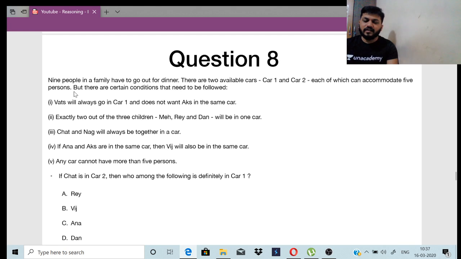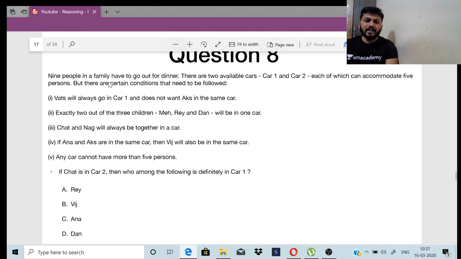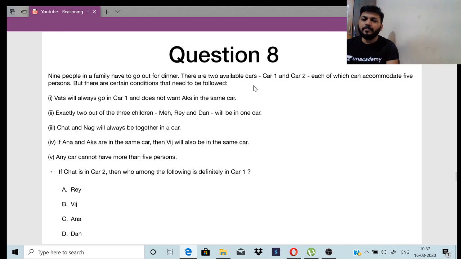Now, question 8, last 2 questions. Okay, 9 people in a family have to go out for dinner. There are 2 available cars, car 1 and car 2, each of which can accommodate 5 persons. But there are certain conditions that need to be followed. Vats will always go in car 1 and does not want Aks in the same car. Exactly 2 out of 3 children, May, Ray and Dan, will be in one car. Chat and Nag will always be together in a car. If Anna and Aks are in the same car, then Vij will also be in the same car. Any car cannot have more than 5 persons.